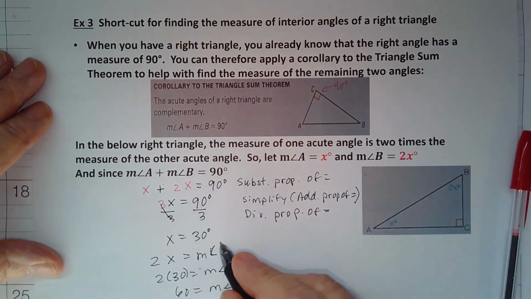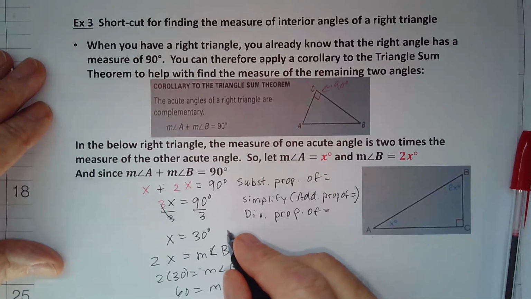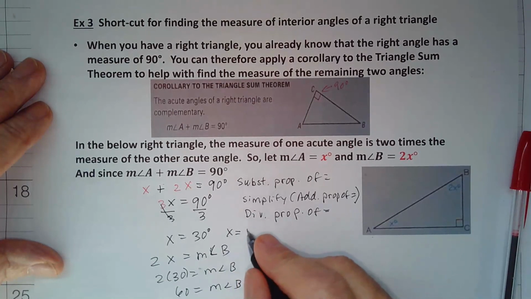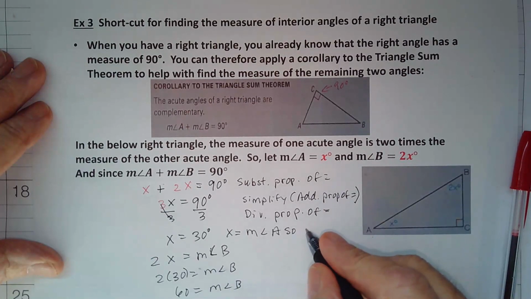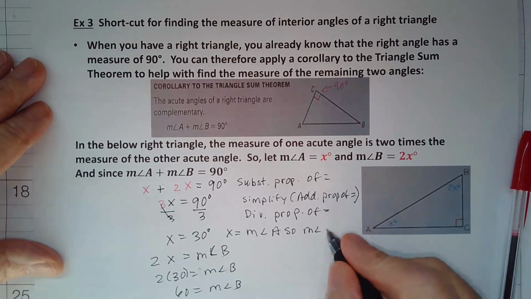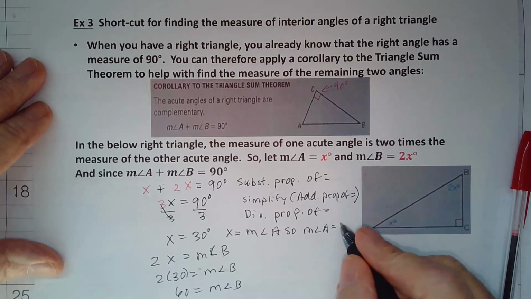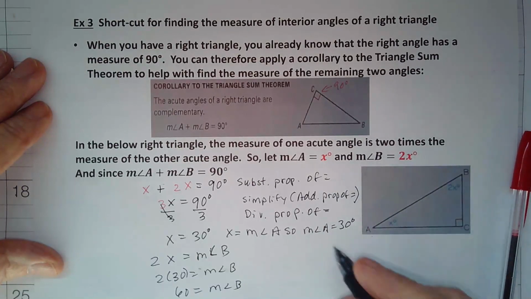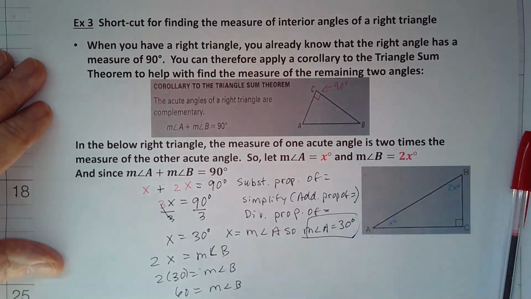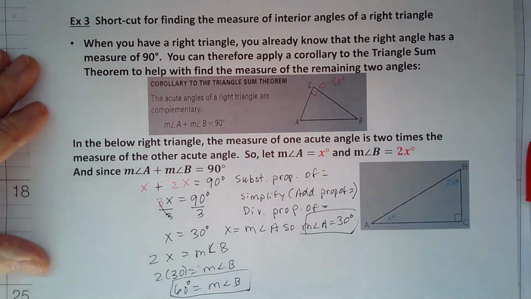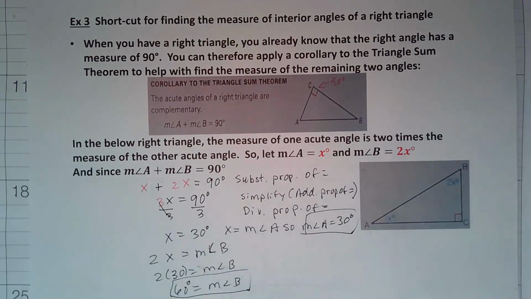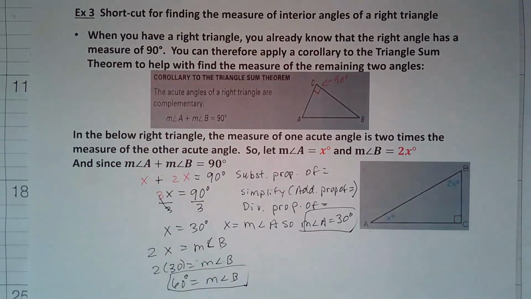Up here I said x equals 30, but also x equals the measure of angle A. So measure of angle A is also 30 degrees. Okay, so measure of angle A is 30 degrees, measure of angle B is 60 degrees, and there you have it. Okay, so we are done with this, and I'm going to let you go.